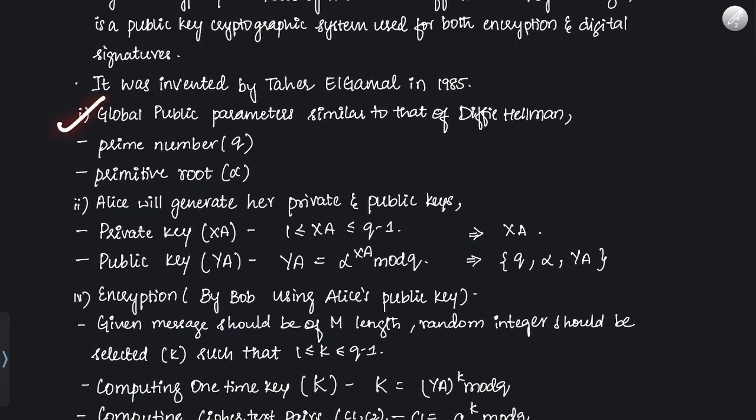The first step is global public parameters, which are similar to the Diffie-Hellman algorithm. Here we'll have the prime number q. A large prime number is selected, and this prime number would be used for the modulus calculations. Then we have the primitive root alpha. We are selecting alpha values such that powers of alpha mod q will generate all the values from 1 to q minus 1. We know what primitive root of q actually means. These two are publicly known, and they can be accessed by all participants, right?